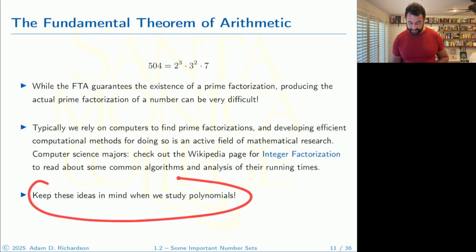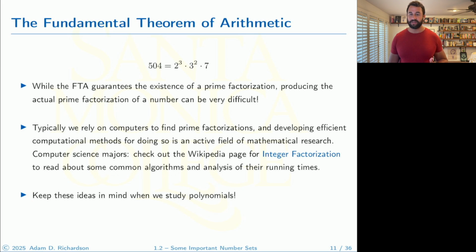Keep these ideas, the fundamental theorem of arithmetic, the idea of primeness and prime factorizations and composite numbers, in mind when we study polynomials, because there's an intimate connection between these structures, which we'll talk about in chapter 3.